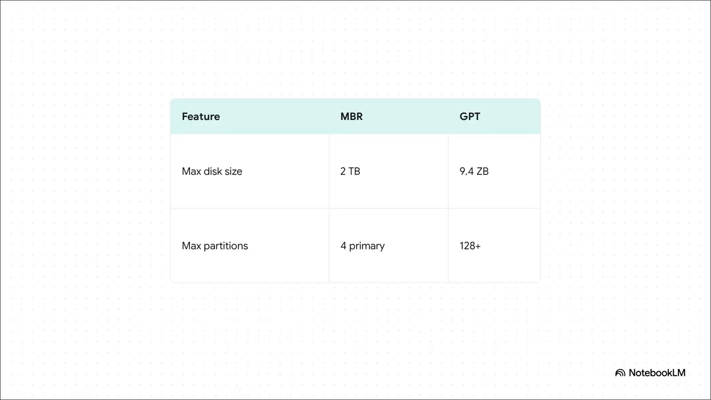Now, before we draw those blueprints, we have to make a big decision. What style are we using? The old way is MBR, Master Boot Record. It's been around forever, but look at those limitations. It can't handle disks bigger than 2 terabytes, and you only get 4 primary partitions. Then there's the modern standard, GPT, or GUID Partition Table. It supports disks so large the number is almost meaningless, and way more partitions than you'll ever need.